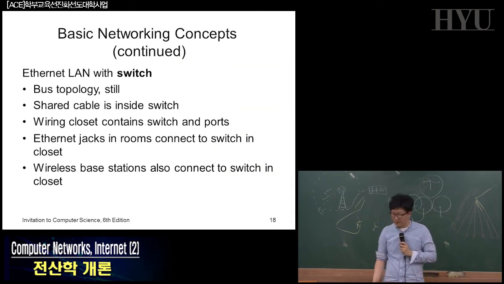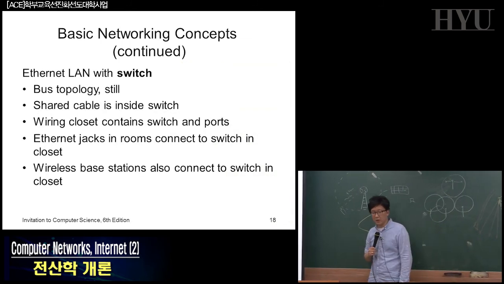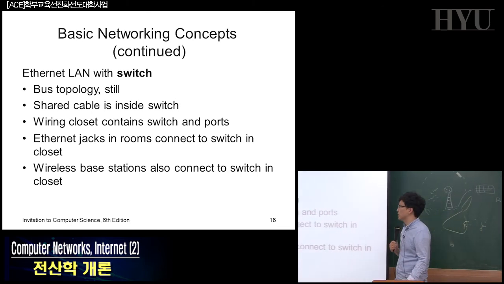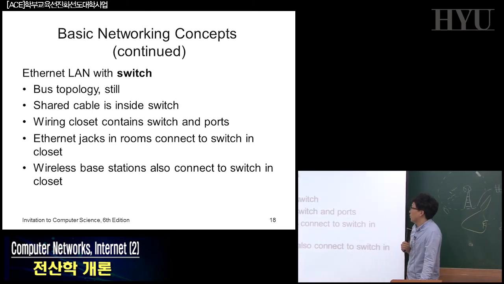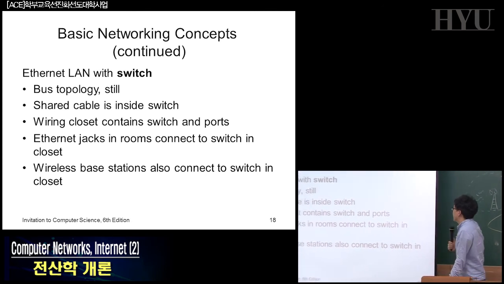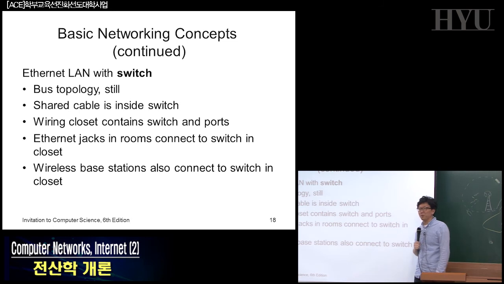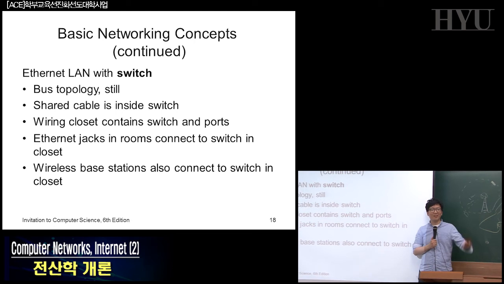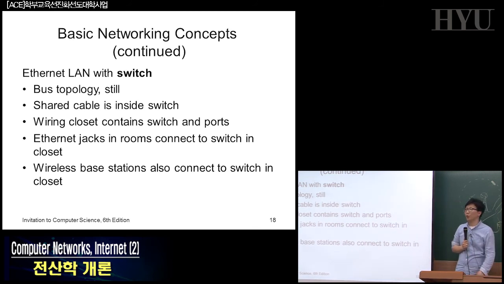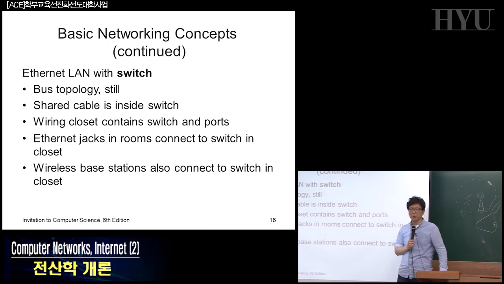뭐 그러나 똑같지 뭐. Ethernet LAN with the switch, bus topology, still shared cable inside the switch. Wiring closet contains a switch and ports. Ethernet jacks in a room connect to the switch in the closet. Wireless base station also connect to the switch in the closet. 이거 무슨 뜻이냐면, somewhere in this building there is probably a room with the closed doors, locked all the time. If you enter that room, there is a switch, bunch of switch are operating. So your connection, this cable probably connected to one of those ports. Also, all those Wi-Fi base stations are connected to that switch.